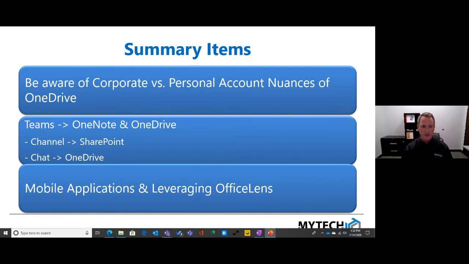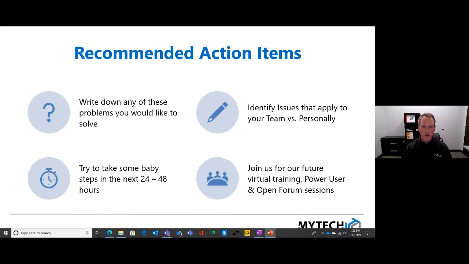So that's really the summary of today. Hopefully that was helpful in just understanding some of the nuances of OneDrive and OneNote and how it works with Teams and SharePoint and mobile, because they are all subtly different. So if there's any problems that you identified today that you'd like to go back and look at, write those down. Recognize that some of those issues might apply to your team if you're collaborating and using some of the team collaboration tools, and some of them might just be something you personally want to deal with and fix or clean up.